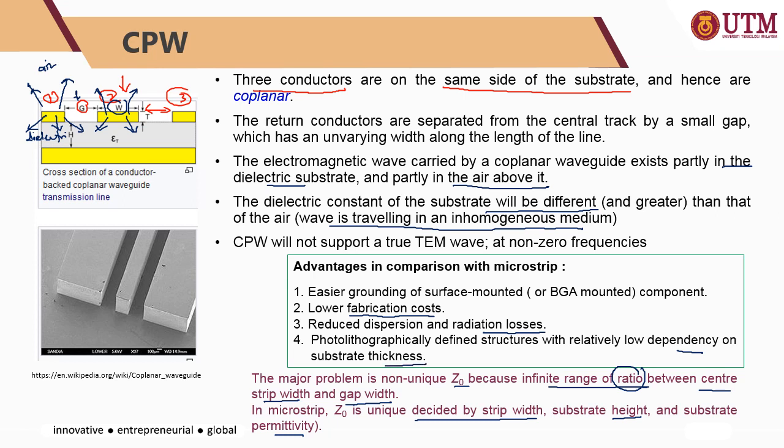Okay, because as mentioned earlier, the property or the Z0 of the microstrip line is decided by the strip width, substrate height, and permittivity. So substrate height means the thickness of the substrate. But if you are using the CPW, you can have a more efficient structure with low dependency on the substrate thickness.